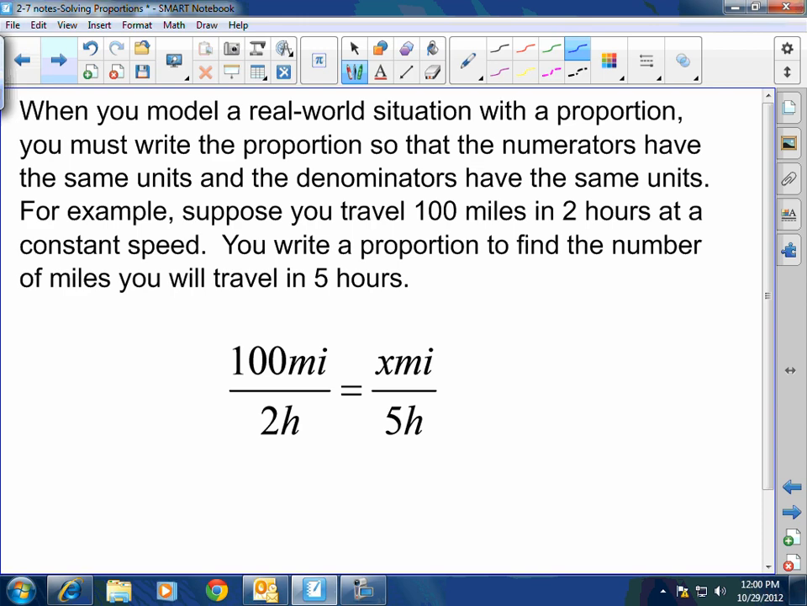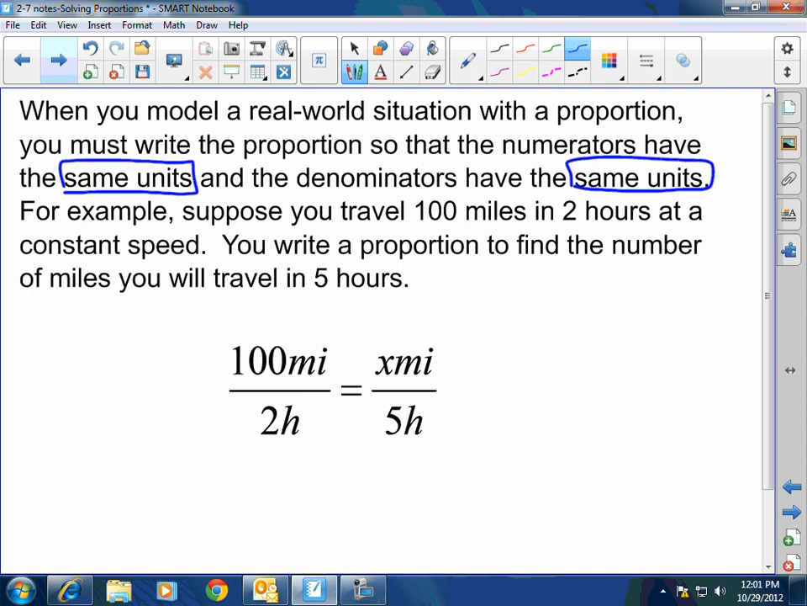Okay, when you model a real-world situation with a proportion, you must write the proportions so that the numerators have the same units. Remember, we talked about that already. And the denominators have the same units. For example, suppose you travel 100 miles in 2 hours at a constant speed. You write a proportion to find the number of miles you will travel in 5 hours.